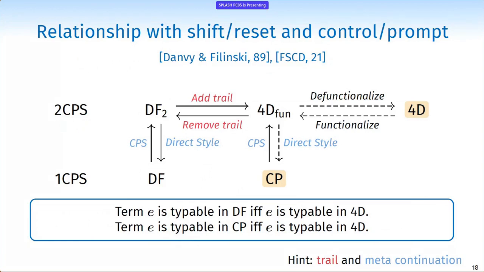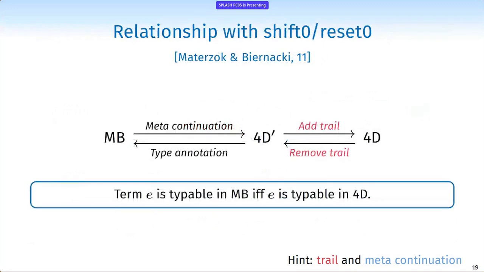So CP, for the control and prompt, already had the trail information. So we just did some CPS transformation to add the meta continuation information. Similarly, the same thing can be said with the type system for shift0 and reset0. From MB to 4D, we just added trail information, because MB already had the information about meta continuation.